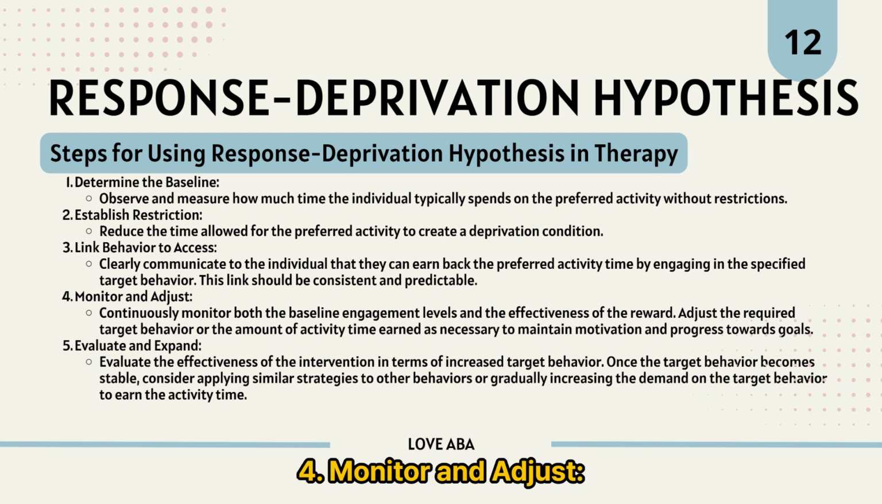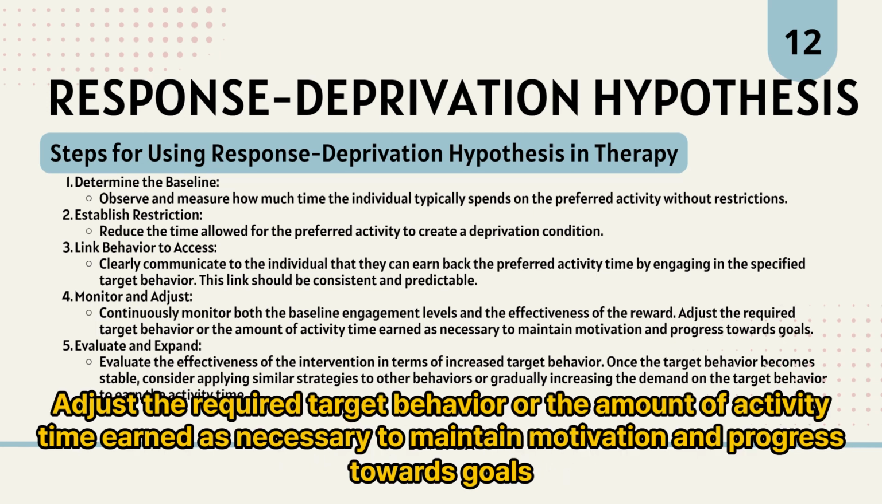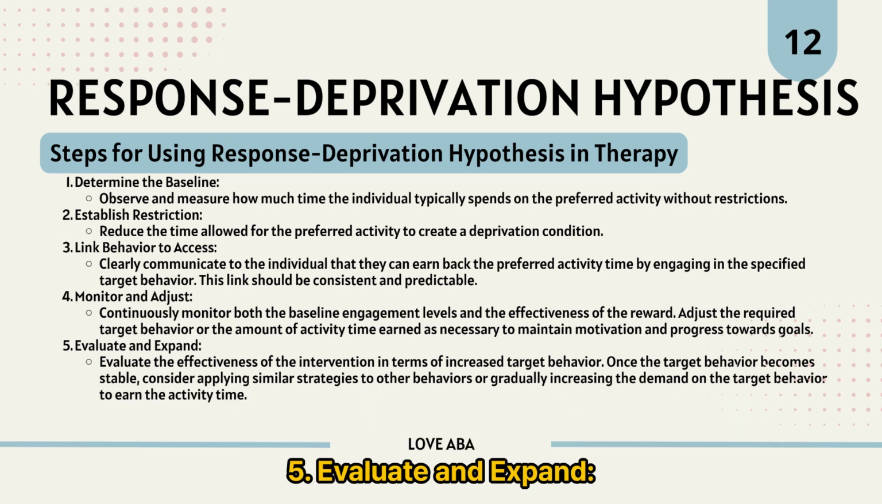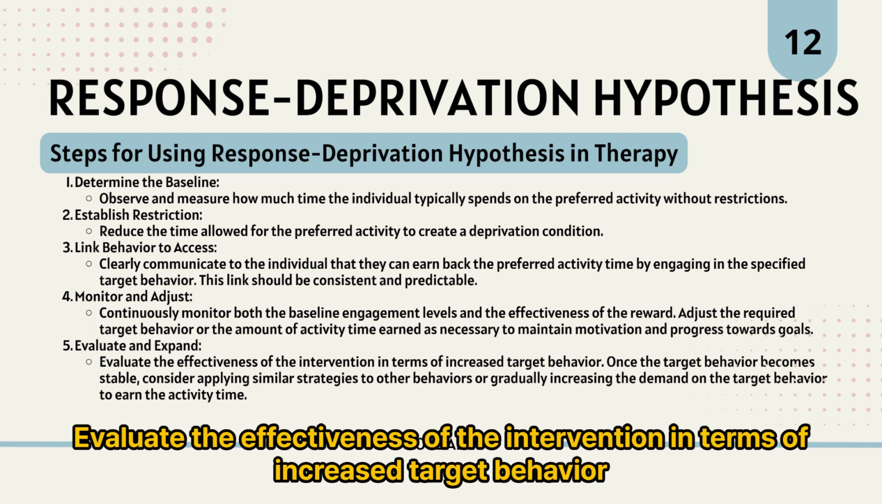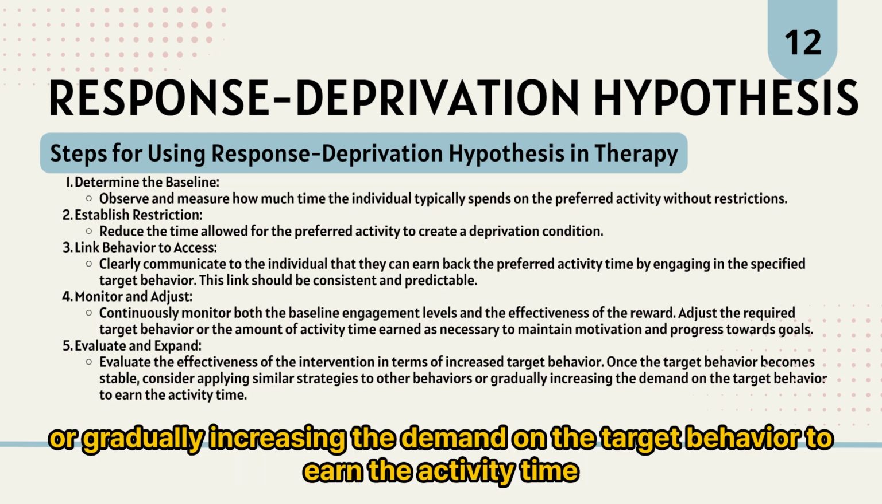4. Monitor and adjust. Continuously monitor both the baseline engagement levels and the effectiveness of the reward. Adjust the required target behavior or the amount of activity time earned as necessary to maintain motivation and progress towards goals. 5. Evaluate and expand. Evaluate the effectiveness of the intervention in terms of increased target behavior. Once the target behavior becomes stable, consider applying similar strategies to other behaviors, or gradually increasing the demand on the target behavior to earn the activity time.